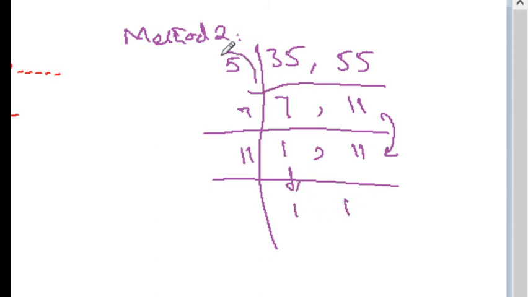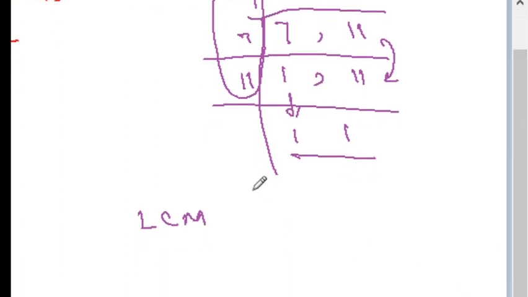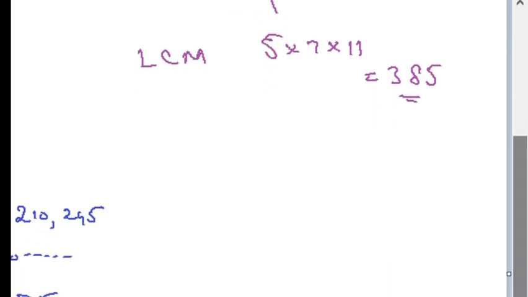Now see, we got 1, 1, 1 here. So what is LCM then? LCM is 5 into 7 into 11, which gives you 385. That's the result. Now, how to do questions where there are 3 numbers?